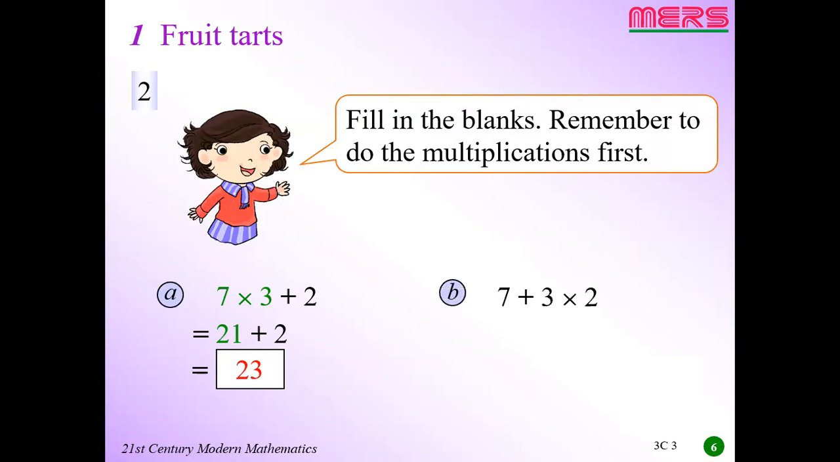Part B, 7 plus 3 times 2. So for this time, we are going to calculate this part first. 3 times 2. The answer will be 6. Okay, so for this one, the answer will be 13. Okay, now you may compare the questions 2A and 2B. If we do the multiplication first, you can see the answers will be totally different.